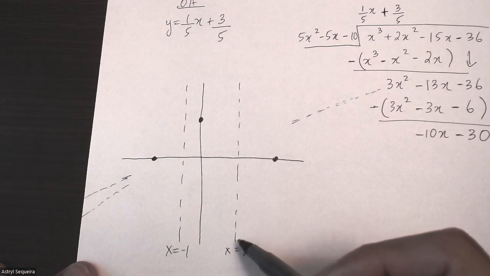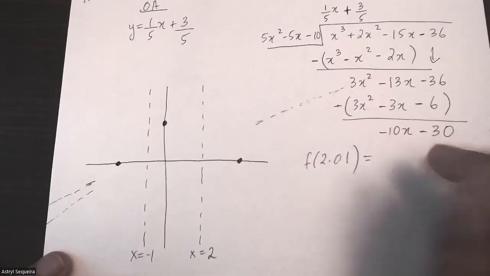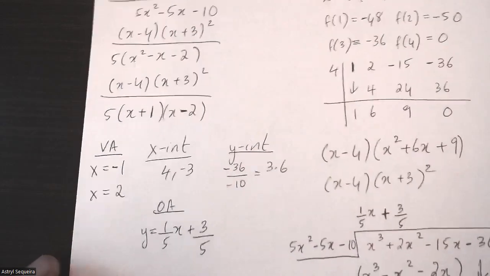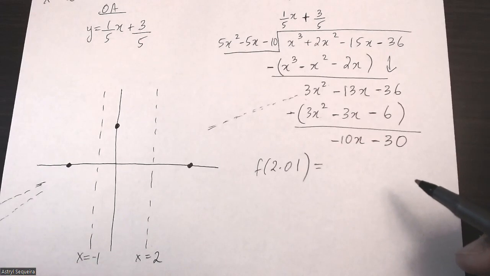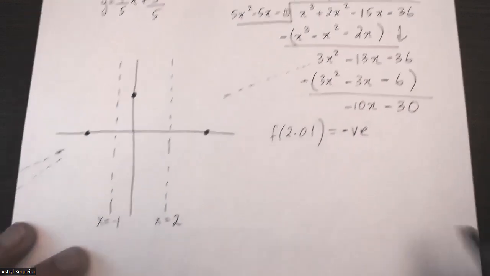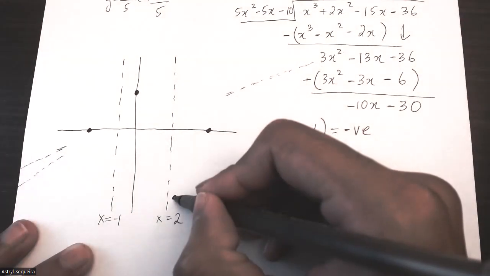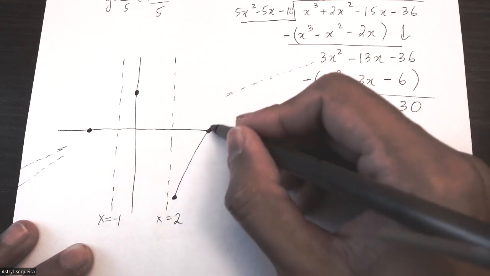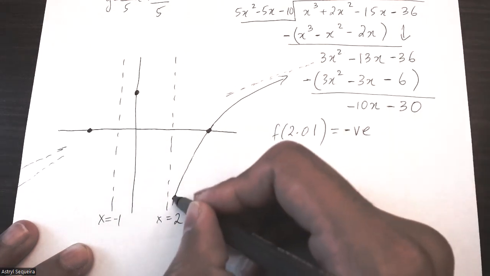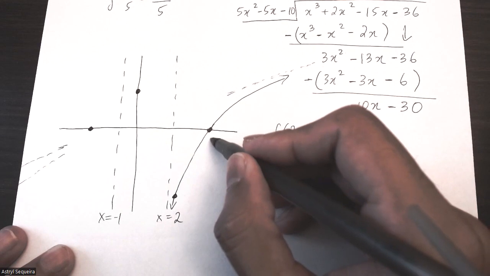I'll do f of 2.01. If I put 2.01 in my main equation or in factor 1, it doesn't matter, whatever's easier, I'll do that in my calculator. I get a large negative value. If I get a large negative value, it means it's on the bottom over here, and the graph is just going to look like this on this side. I can label this point over here, which is positive 4.